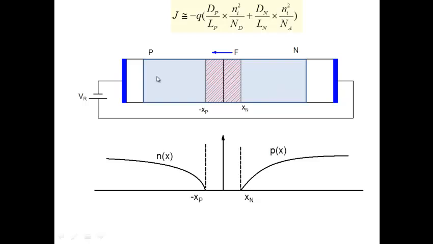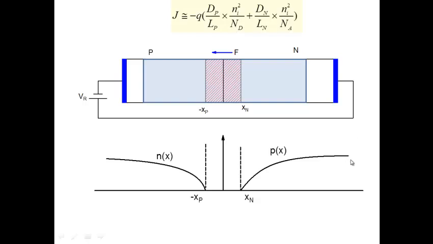So you keep on getting generation here. You generate an electron-hole pair, the electron goes here, the hole goes here, and eventually reaches here. The electron then flows through the circuit, comes here, recombines, and then you get a current here. So the reverse current that you see here is a generation current. It comes through thermal generation.